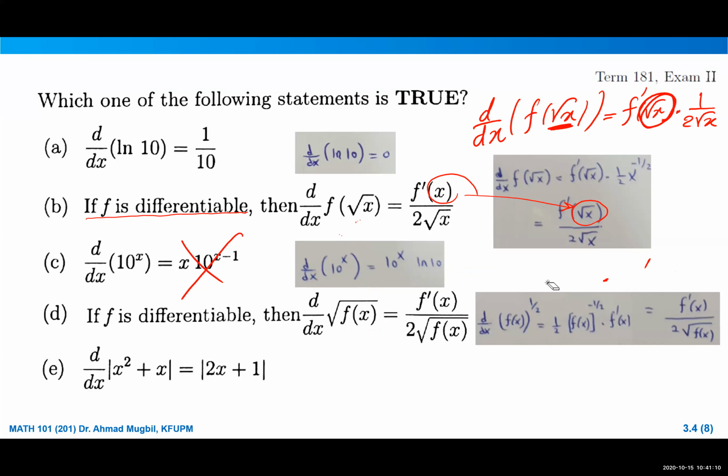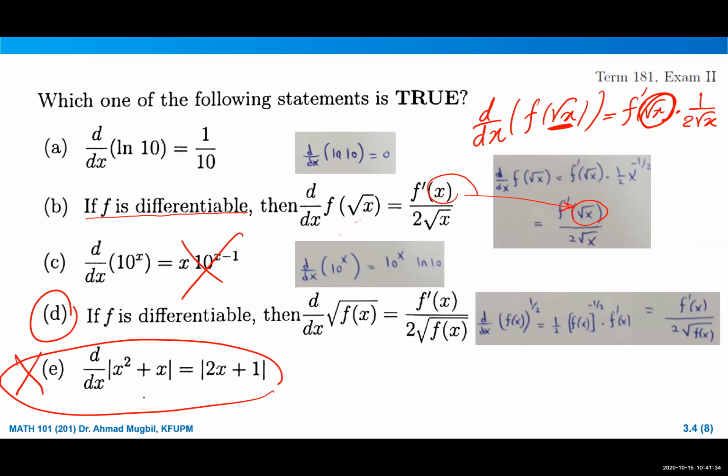Now for sure, because this is the answer, this one is false. Why this one is false, ya shabab? Who can tell me why this is false? There is only one true. No, this is not an answer. I can give you just this question and ask you to tell me why this is not true. What you will say? Because it is not differentiable. In general, the derivative of the absolute value is not the absolute value of the derivative. This is in general. So this is always not true.